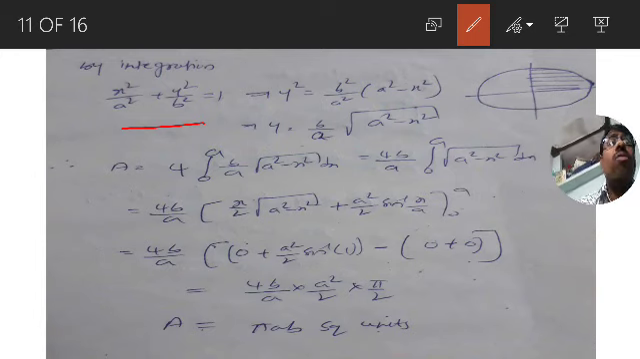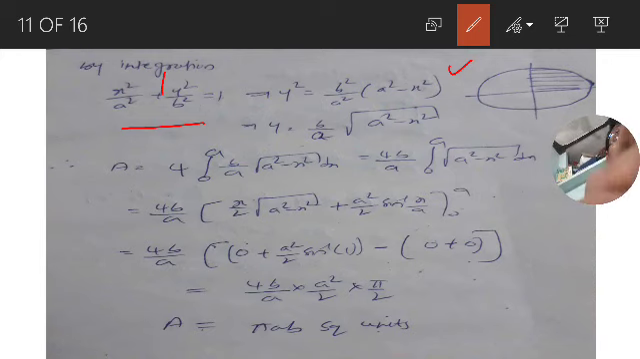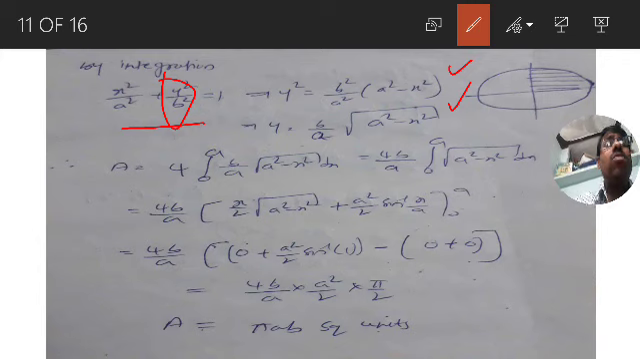Now let us take y square to the other side. We will get y square by b square is equal to 1 minus x square by a square. Are you getting? That is a square minus x square by a square, and b square to this side it multiplies. Therefore, you will get y square is equal to b square by a square into a square minus x square. We need y is equal to square root, means b square by a square is b by a into square root of a square minus x square. So this is a curve.